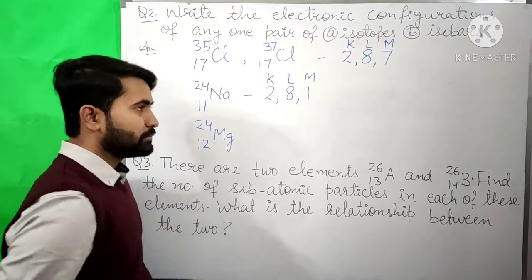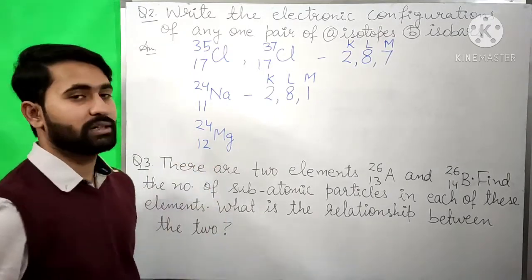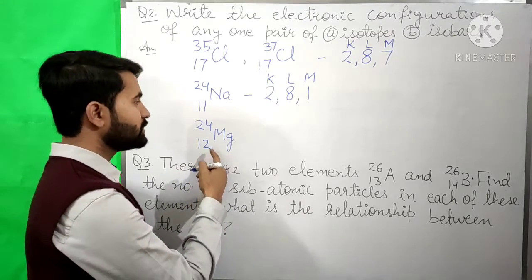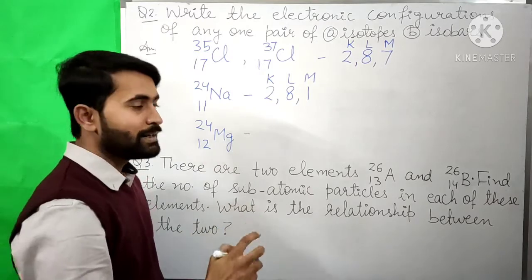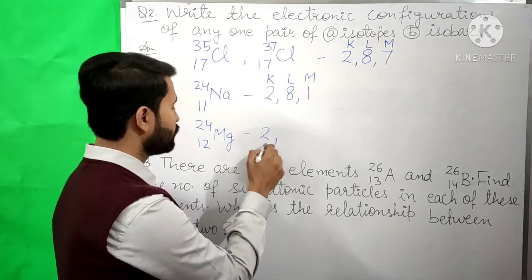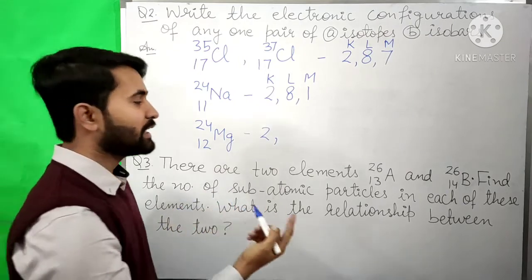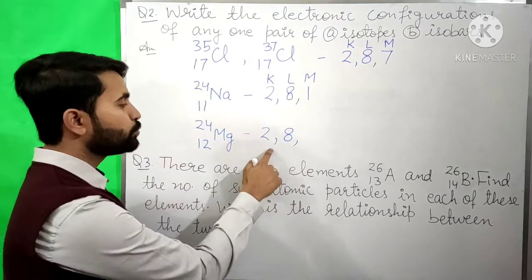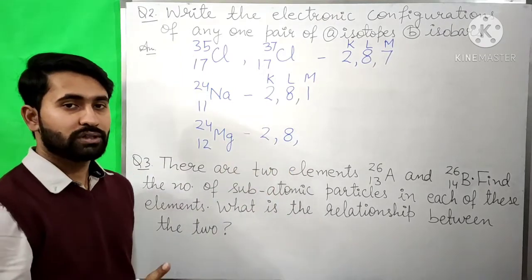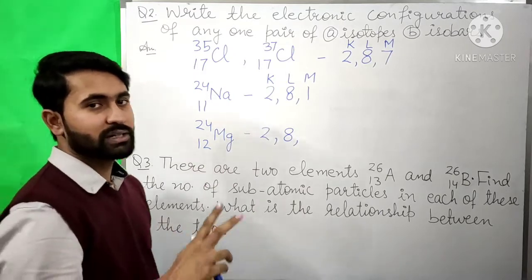Now magnesium will have 12 electrons in it because its atomic number is 12. So 2 electrons will be in the K shell. Now 10 electrons are remaining. Out of those 10, 8 will go in the L shell. Now 2 plus 8 is equal to 10. So still 12 minus 10, 2 electrons are remaining.